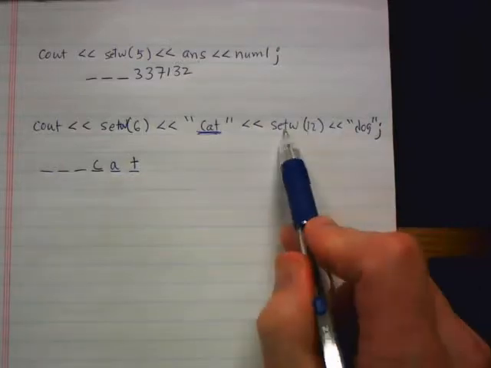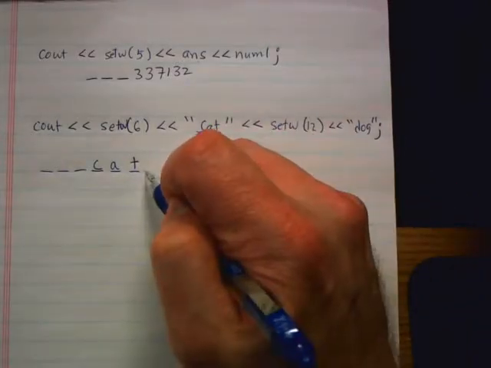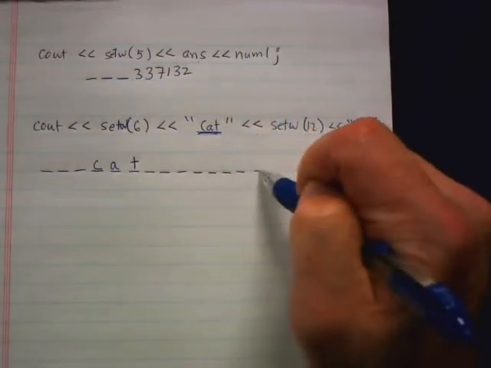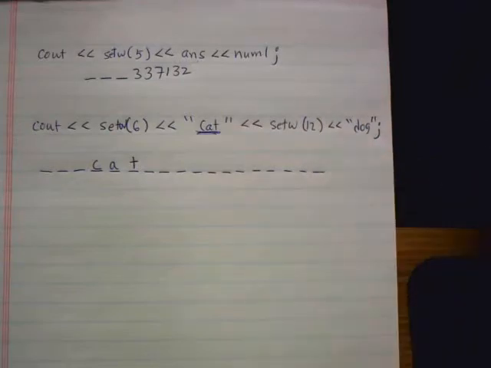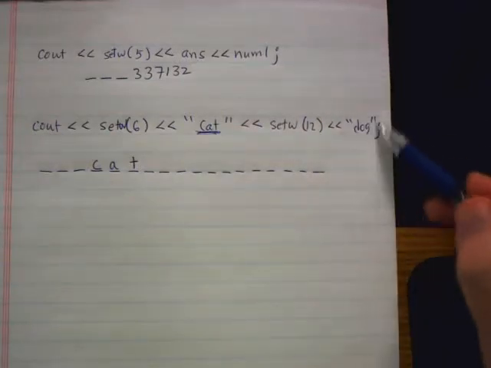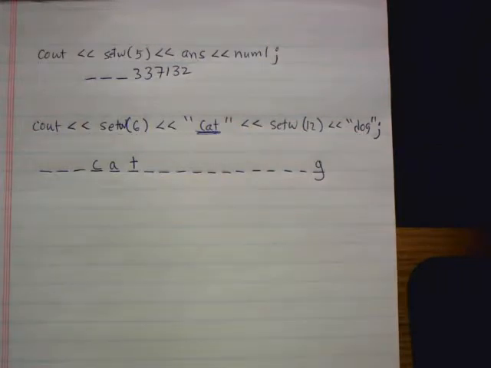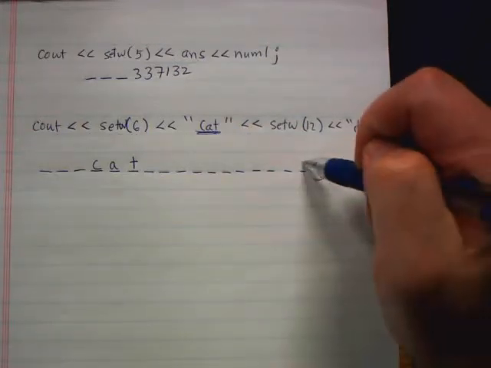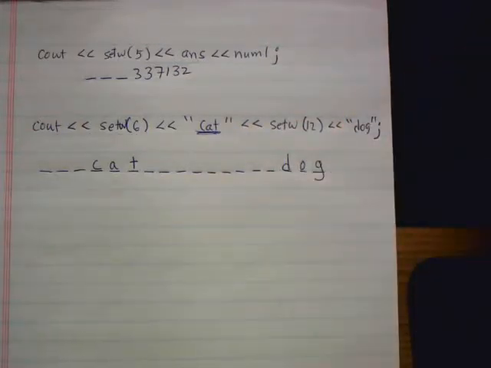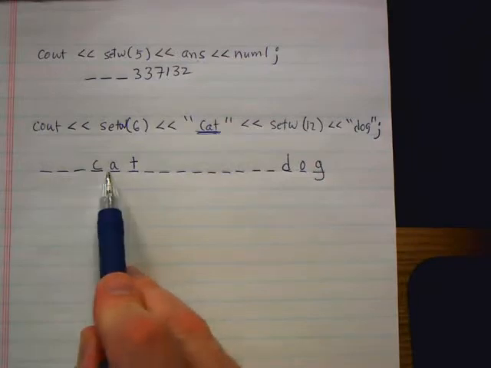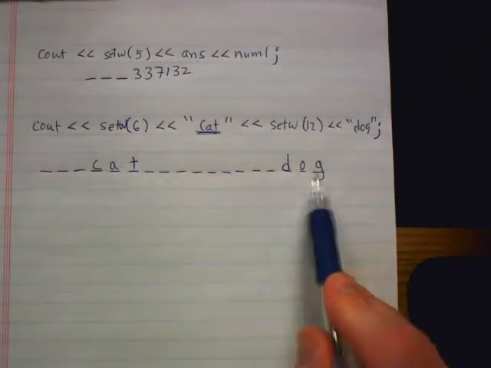And then this one says, all right, now take 12 more spaces: 1, 2, 3, 4, 5, 6, 7, 8, 9, 10, 11, 12. And then dog goes in that space, but again, dog goes to the right, so the G goes in the very last one. And then D and O come before it. So that's exactly what that line would print. So you'd have 3 blanks before cat, and then 9 blanks before dog.